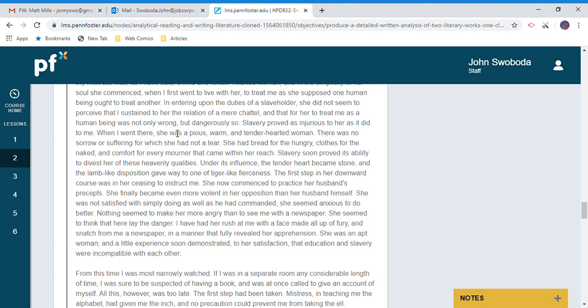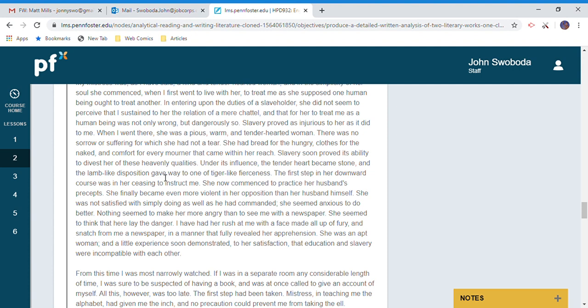When I went there, she was a pious, warm, and tender-hearted woman. There was no sorrow or suffering for which she had not a tear. She had bread for the hungry, clothes for the naked, and comfort for every mourner that came within her reach. Slavery soon proved its ability to divest her of these heavenly qualities. Under its influence, the tender heart became stone, and the lamb-like disposition gave way to one of tiger-like fierceness.